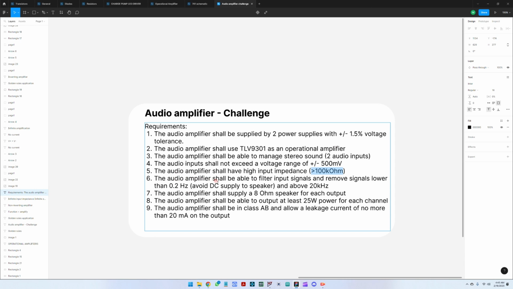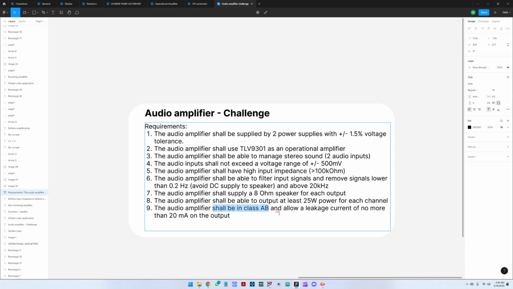The audio amplifier shall be able to filter the input signal and remove signals lower than 0.2 Hz, so we should avoid DC voltage here, and above 20 kilohertz. The audio amplifier shall supply an 8 ohm speaker for each output. The audio amplifier shall be able to output at least 25 watt power for each channel. And the final one, the audio amplifier shall be in class AB.